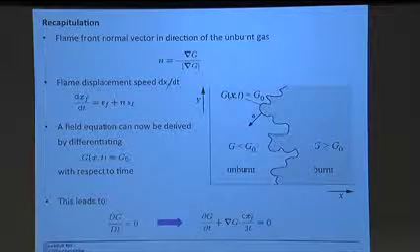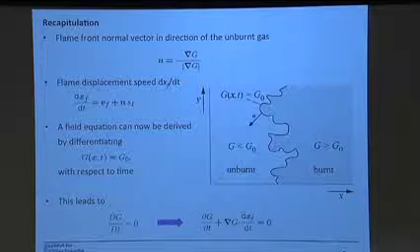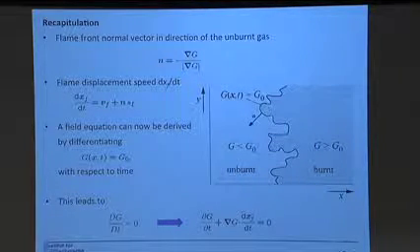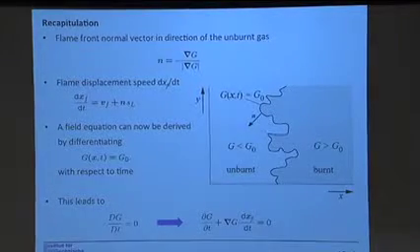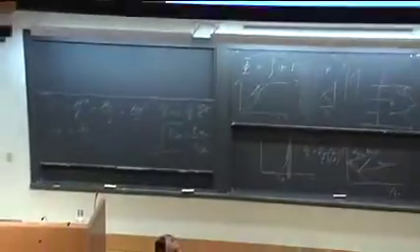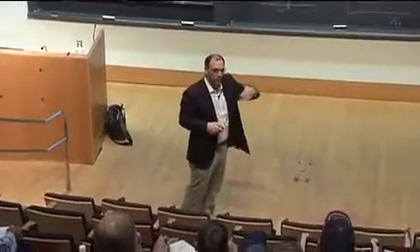Then we were able to say that at this point, G should always be equal to 0. As long as I sit on the flame front, the value of G should never change. Which means if I sit on this thing, the substantial derivative has to be 0. The substantial derivative is the derivative of a point that moves with something.